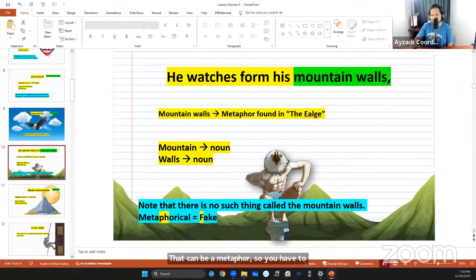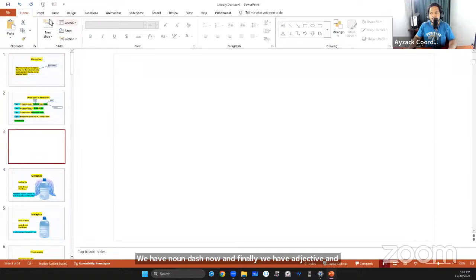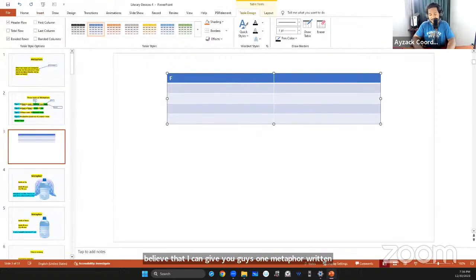So you have to look at the structure of metaphors. Take a look at this. There are only 4 types of metaphors. We have noun is noun. Then we have noun of noun. We have noun dash noun. And finally, we have adjective and noun. If you guys want, I can give you guys an example of one metaphor written under all 4 formats. Here's the format of the metaphor. Here we go, format. And here is the example. Now, the best example I can tell you guys is noun of adjective, right? Noun made out of an adjective.